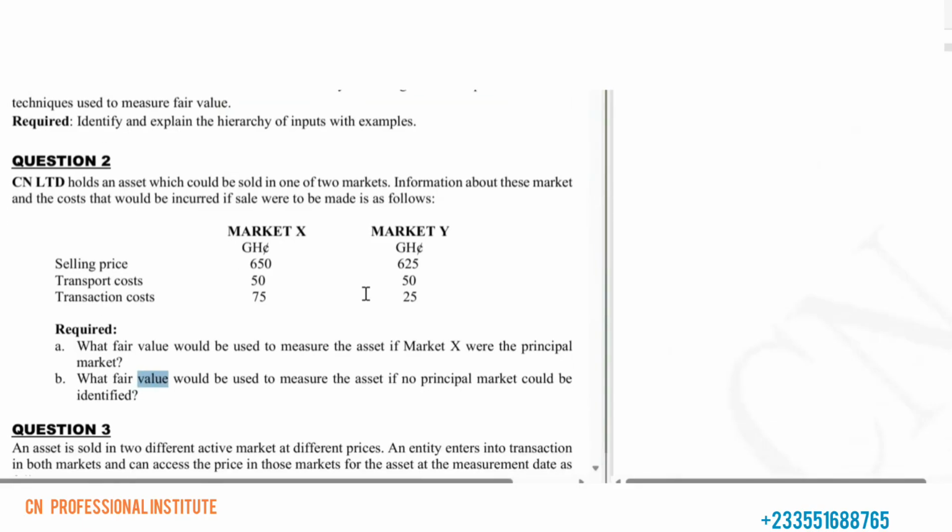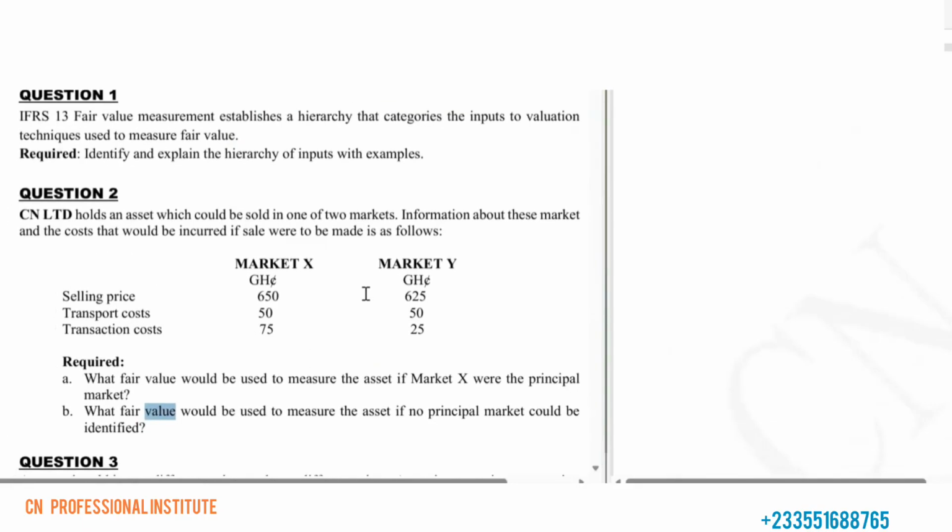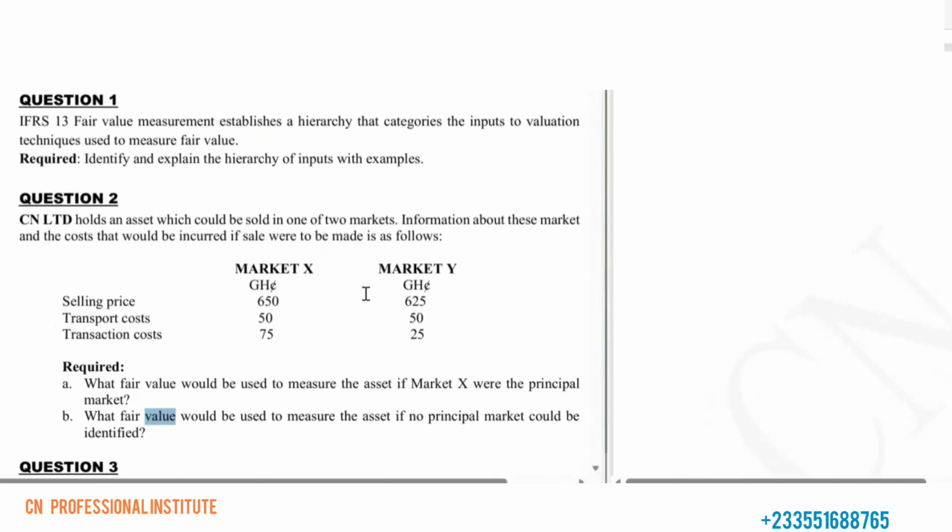Let's start with question 2. Question 2 says, CN Limited holds an asset which could be sold in one of two markets. Information about these markets and the cost that will be incurred if the sale were to be made is as follows. So we have market X and market Y. We have the selling price, the transport cost, and the transaction cost.